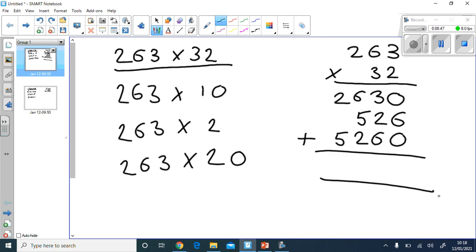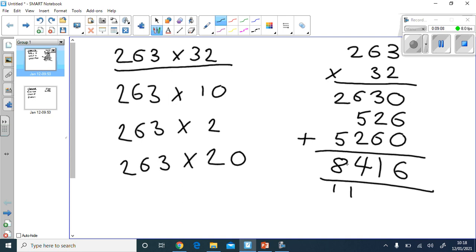Units, nice and easy, 6. And then our tens, we've got 6, 2, and 3, so it's 11, add 1 more, 12. And then we've got 6, 5, and 2, so we know that's 13, add the 1 at the bottom, that's 14. And then we've got 5,000, 2,000, 7,000, add that 1,000, and that's 8,000. And there's your final answer.